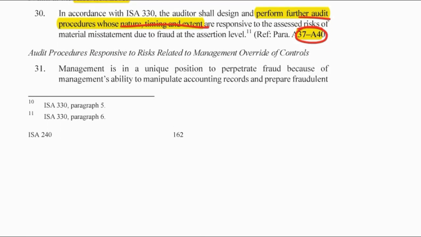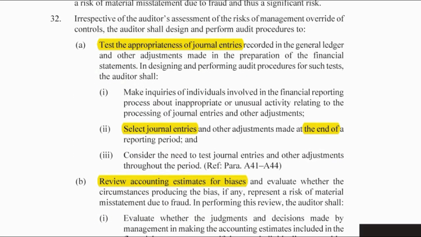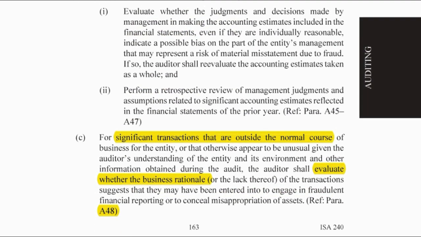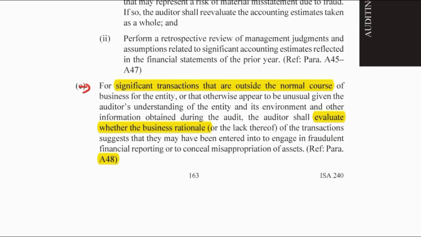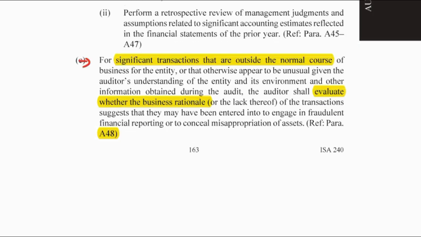Okay, then, additional responses. Test the appropriateness of journal entries, especially at year end. Review accounting estimates and look at transactions outside the normal course of business. So those are the three that they give responses to, but they don't actually highlight them as risks initially. But having given responses to them means surely they should be highlighted as risks initially.